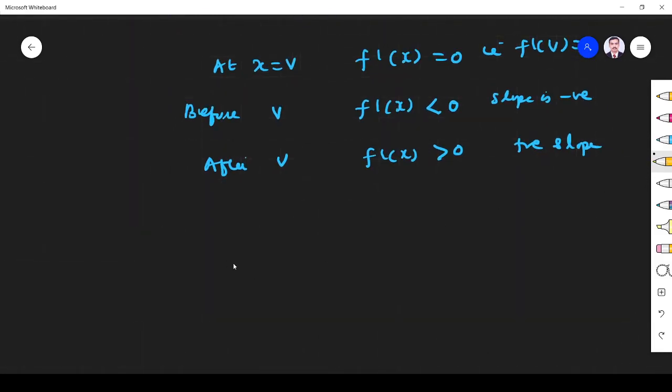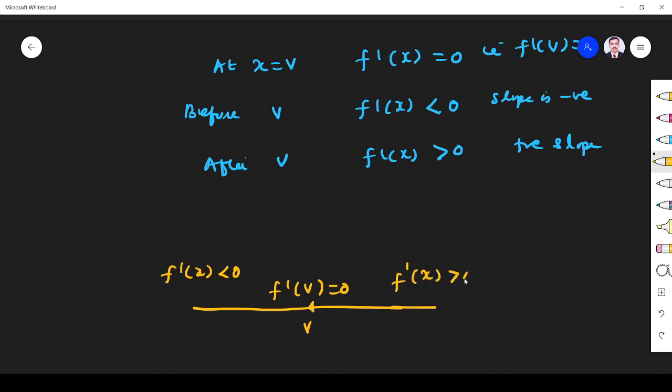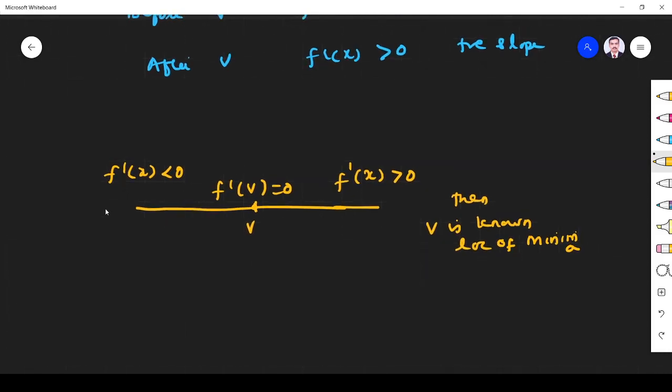So when we have a point v where there is a minimum, f dash of v is equal to 0. Before this point, if the slope is negative, that is f dash of x is less than 0, and after this point f dash of x is greater than 0, then v is known as the location of minimum, and the minimum value is f of v.